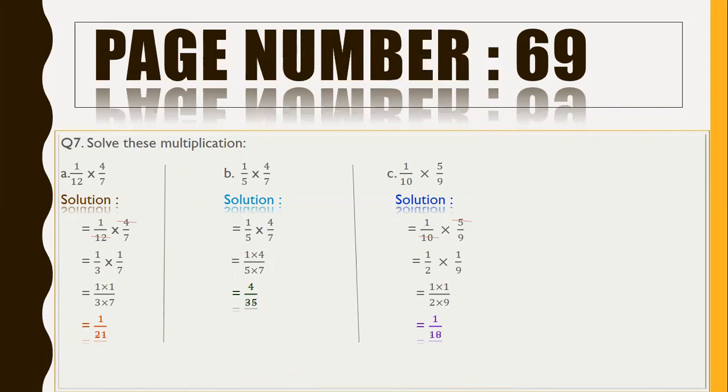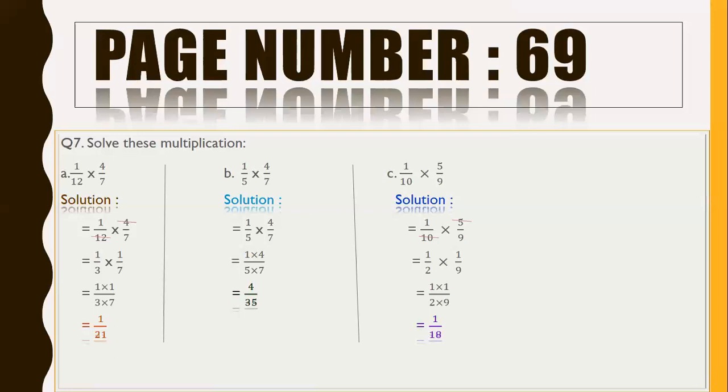Now you see in part A, 1 over 12 multiplied by 4 over 7. Which numbers can we cancel? 4 and 12, because 4 threes are 12. So in 1 over 12 multiplied by 4 over 7, we can cancel 4 and 12. When we cancel 4 and 12, the first fraction becomes 1 by 3 and the other will be 1 by 7, because we already cancelled the 4.